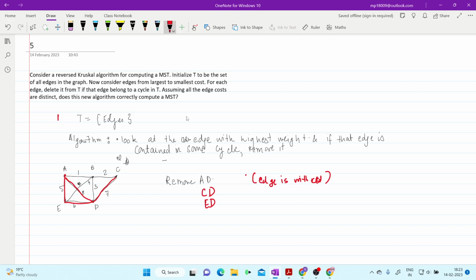Now the remaining graph has no cycles, so we have to stop. So this is the spanning tree that we are getting, and we can see that it is also minimal because it has 1, 2, 3, 4 edges. So for this particular example, we are indeed getting a minimal spanning tree using this algorithm.